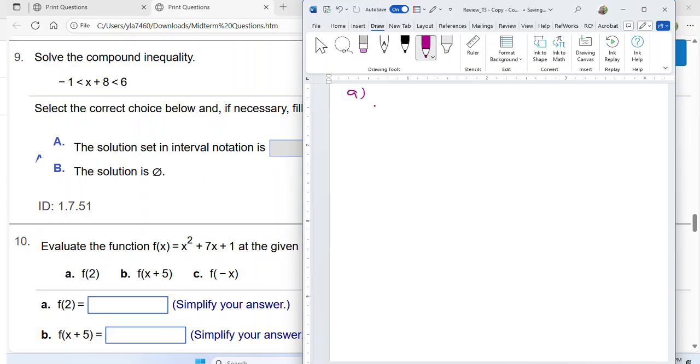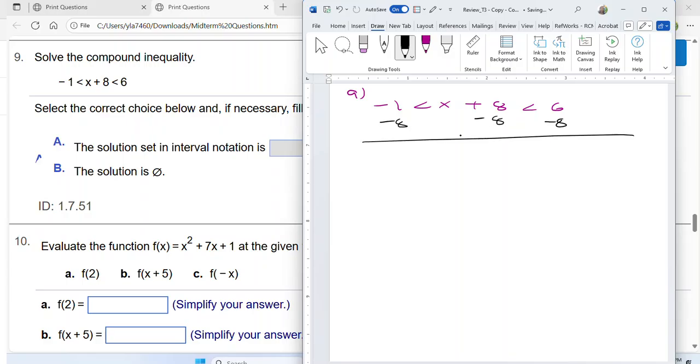I want to get rid of this a, so I need to subtract a from all of them. Minus a on all of them in here. So these two will cancel out. So I will have x less than 6 minus a, which is negative 2. Negative 1 minus a will be negative 9. So now your interval will be just from negative 9 to negative 2.